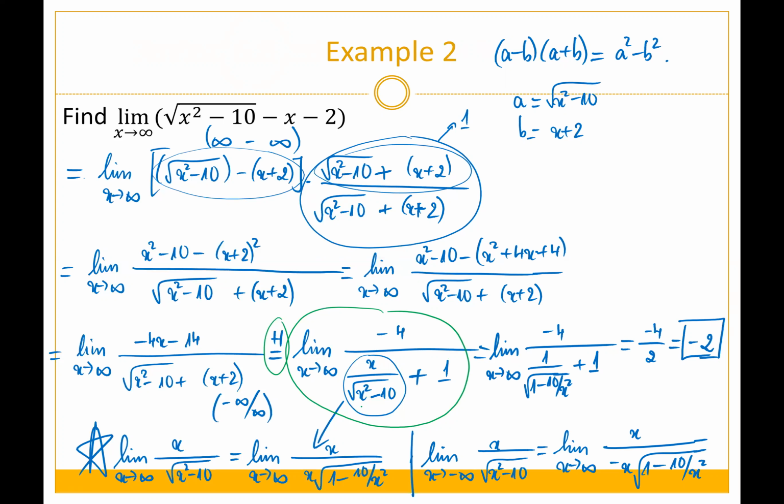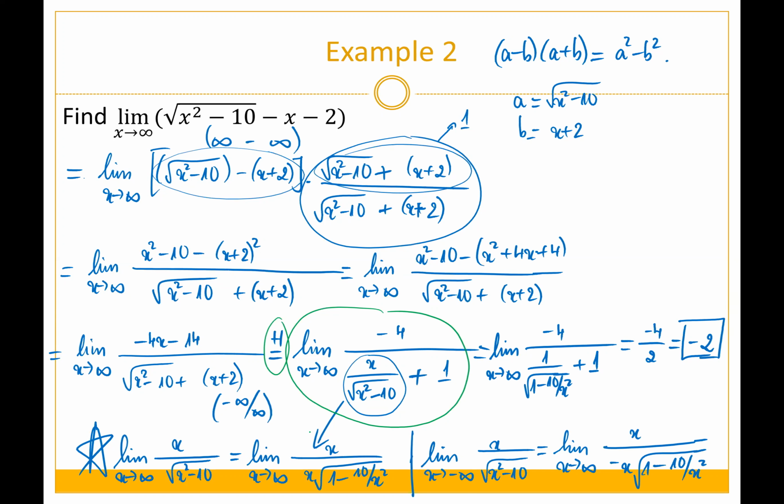But from here to here, there are two ways. You can do the L'Hopital rule with just this fraction because it's infinity over infinity. Or you can do the way that I did, where I take the highest power out of the square root. Here you have x and here you have the square root of x squared, so the highest power is just going to be x. So I take the x out.